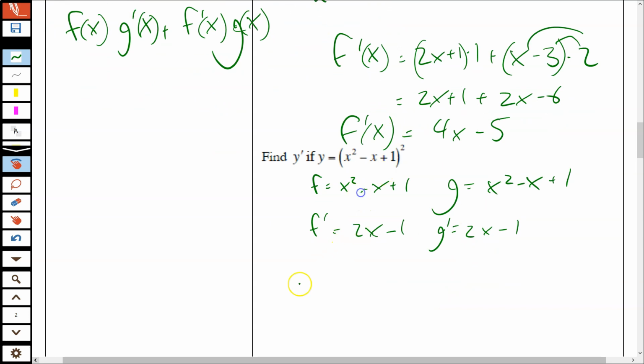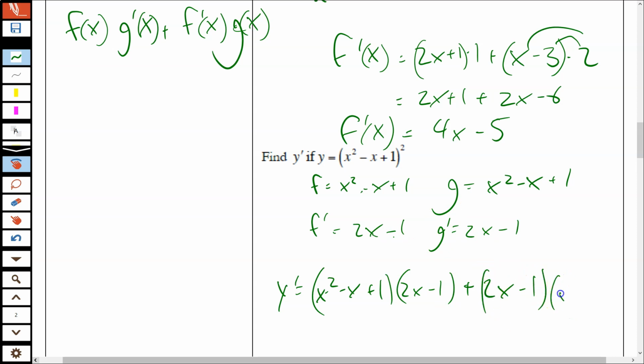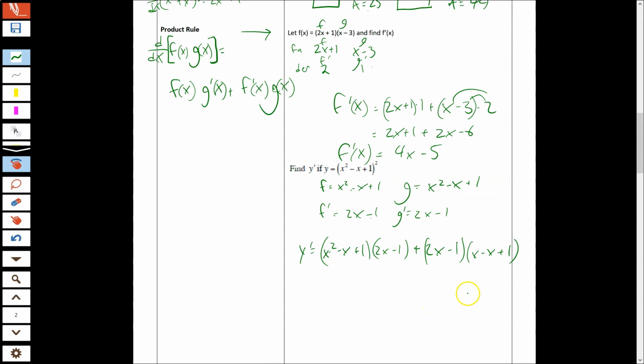Well, f times g prime is going to look like this. x squared minus x plus 1 times g prime, 2x minus 1, plus f prime times g, and it's really the same thing, right? 2x minus 1 times x squared minus x plus 1. All right. So that is product rule. And obviously, if I wanted to, I could multiply these all together and combine like terms. Unless we specifically ask you for that, though, in AP Calculus, it's okay to leave your results unsimplified.